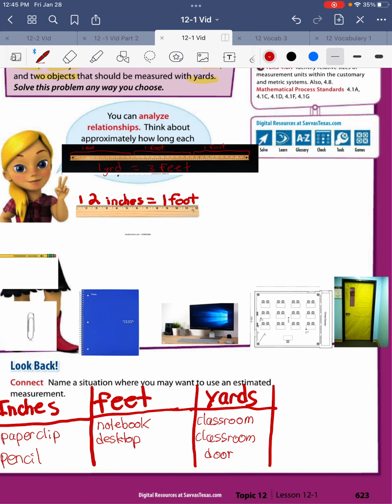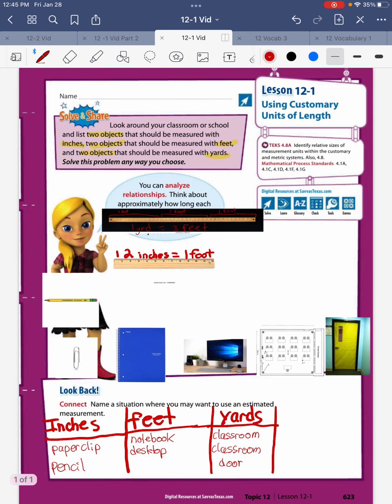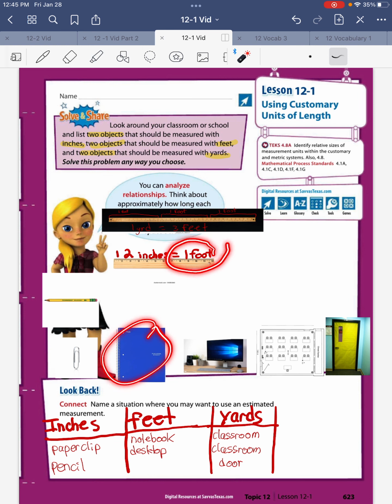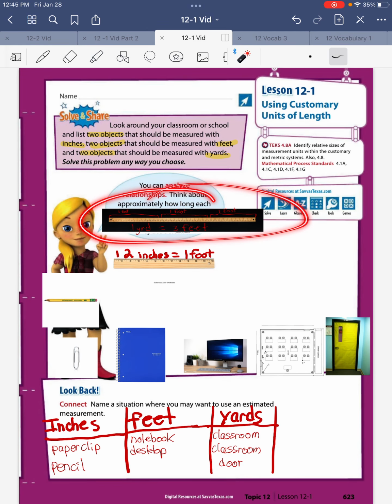Okay. So remember, the smaller an object is, you would probably use inches. Okay. If it's in the middle, you would use feet. And if it was really big, you would use yards. Okay. So this is the measurements.